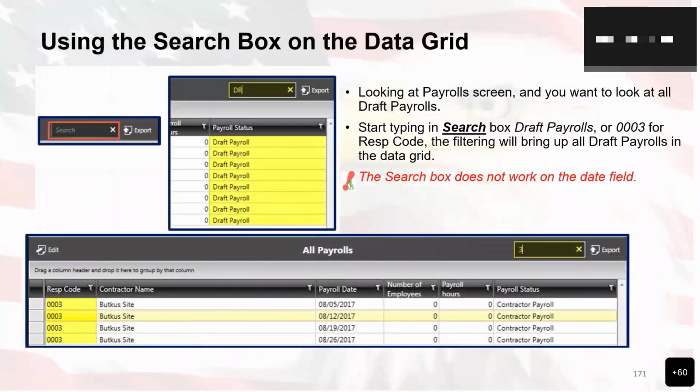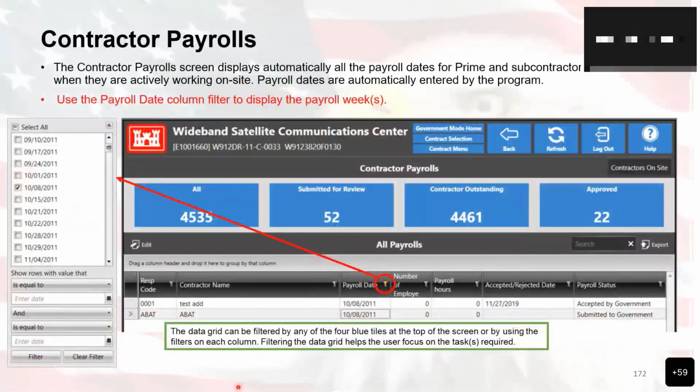All right, next is using the search box on the data grid. Looking at payroll screen, you will want to look at all the draft payrolls. Start typing in search box draft payrolls or 0003 for responsibility code. The filtering will bring up all draft payrolls in the data grid. Note that the search box does not work on date fields. So date fields, you'll need to use the filtering for that. But we already did the search field already, so we don't have to do that one. And we actually did the date field already as well.